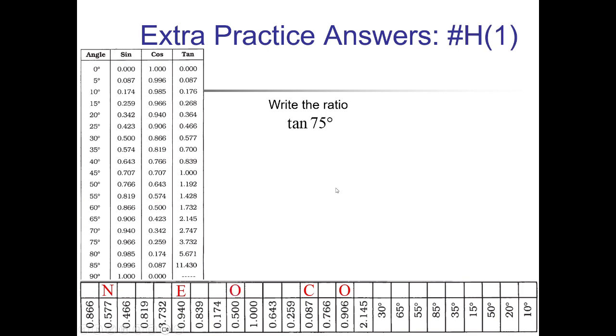Now we're going to be figuring out tan of 75. So 75 is right there. The tan column is right there, so that's going to be 3.732. And where can I find that? That's going to be right there. That's going to be an H.